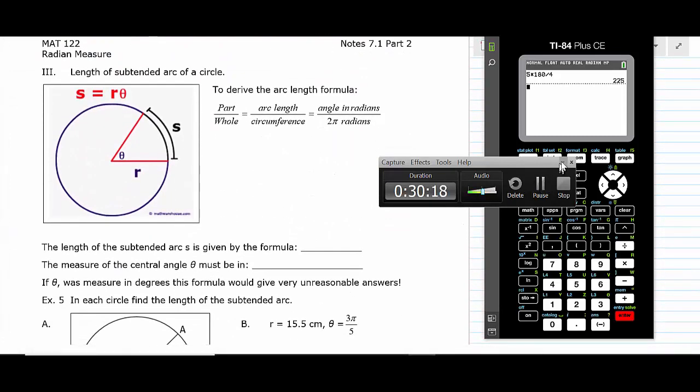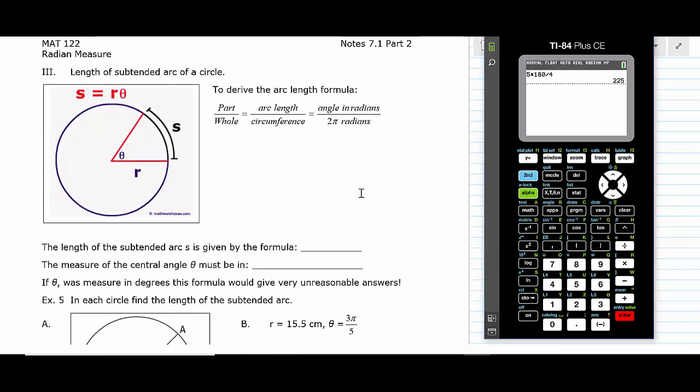And what we'll do on this is we're going to finish up the section by learning a couple of important formulas that require knowledge of radian measure. So what we have here is we're going to look at the length of a subtended arc of a circle.